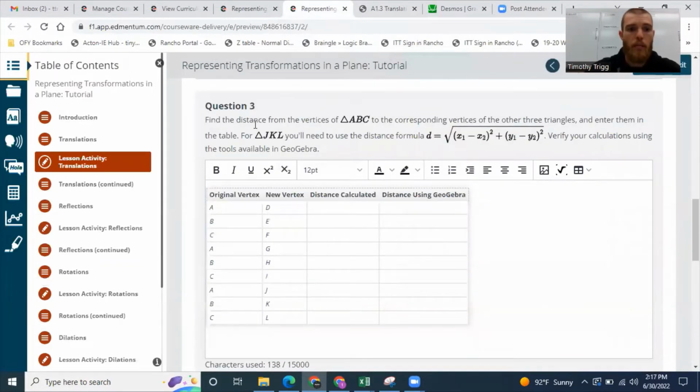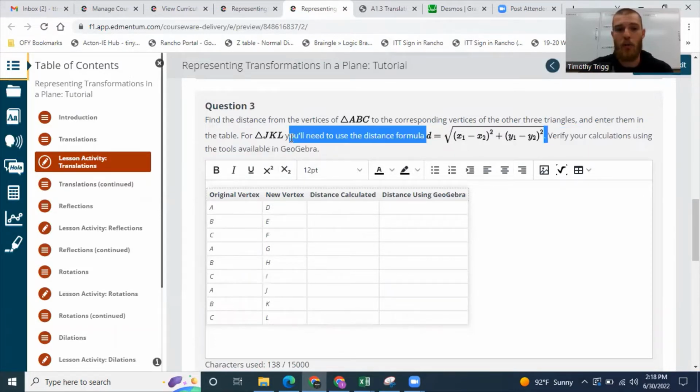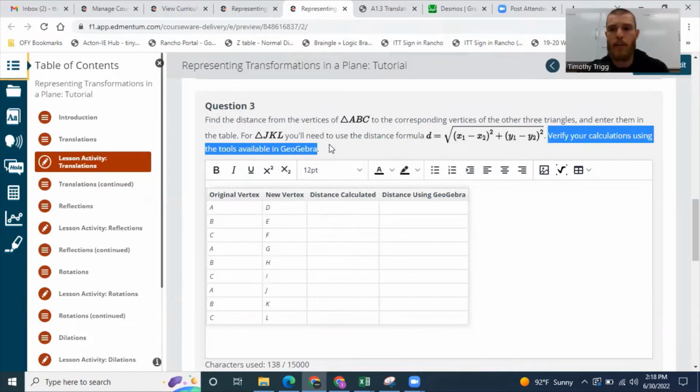All right. Find the distance from vertices of triangle ABC to the corresponding vertices of the other 3 triangles and enter them in the table. For triangle JKL, you'll need to use the distance formula. Notice they put a distance formula here: D equals the square root of (x1 minus x2) squared plus (y1 minus y2) squared. That's the distance formula. We're not going to use that, so don't worry too much. We're going to verify our calculations using the tools available in GeoGebra. We're just going to do this second part, using the tools that GeoGebra has to help us find distance.